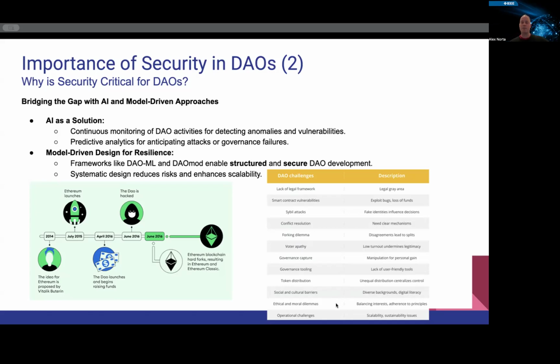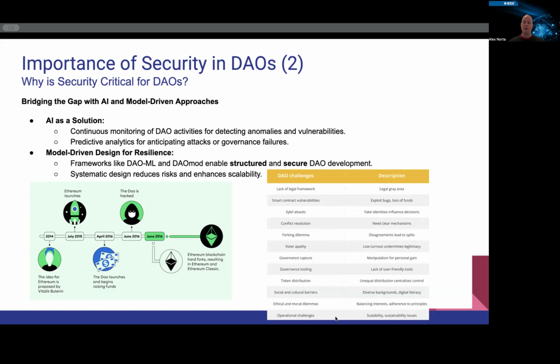Ethical and moral dilemmas. That's a DAO challenge. We need to balance all the interests and adhere to certain principles. Let's say you have a bunch of anarchists that come together, and they want to have a DAO run as an anarchy. You have maybe royalists, who want to be run by some sort of virtual king in the DAO, and lords and so on. You can have maybe fascists, you can have Democrats, and so on, who want a DAO that represents certain values that fit their own ethics and values.